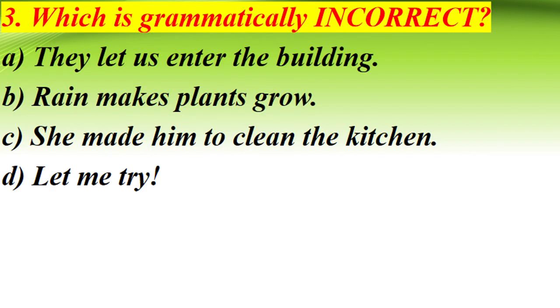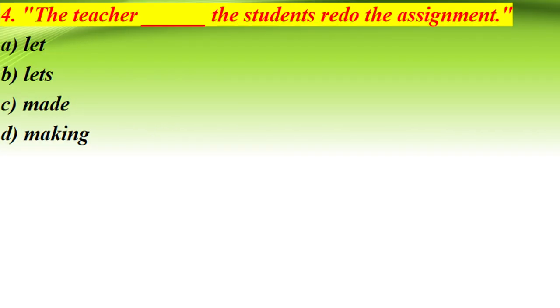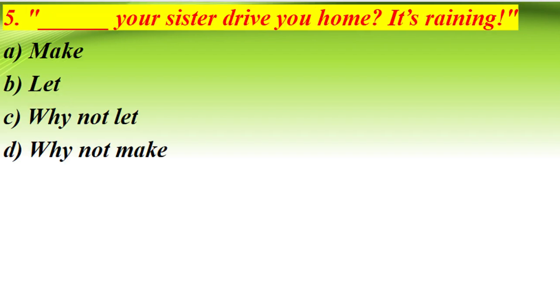3. Which is grammatically incorrect? A. They let us enter the building. B. Rain makes plants grow. C. She made him to clean the kitchen. D. Let me try. 4. The teacher ___ the students redo the assignment. A. Let, B. Made, C. Making. 5. ___ your sister drive you home. It's raining. A. Make, B. Let. Why not let it?